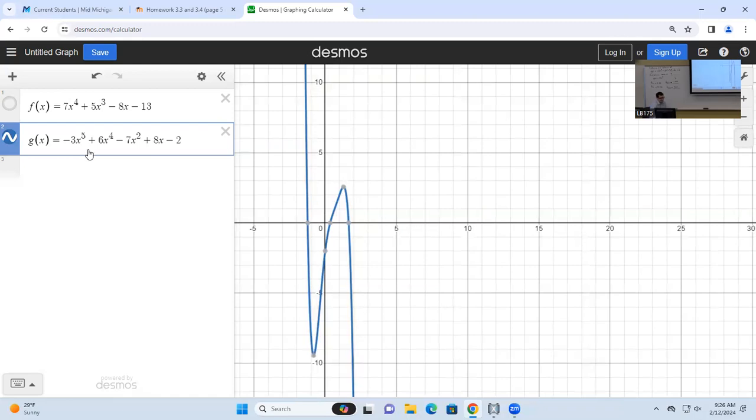So that's just graphically. By the way, notice that this negative 3x to the fifth crossed the x-axis in 3 different places. So it had 3 different x-intercepts, right?